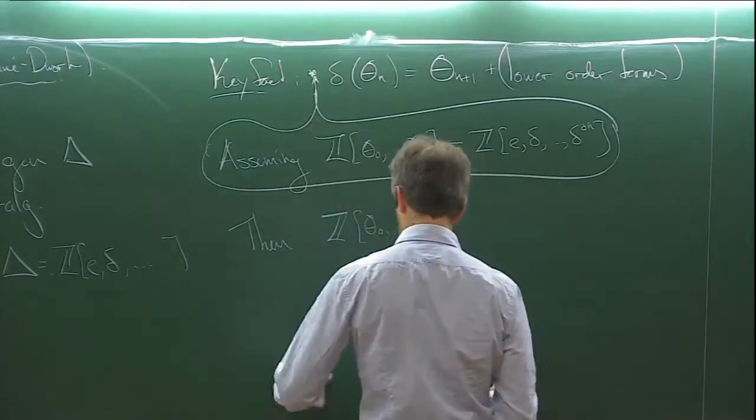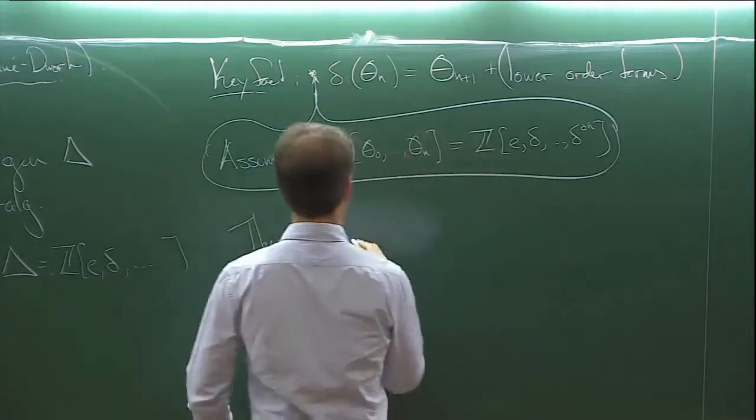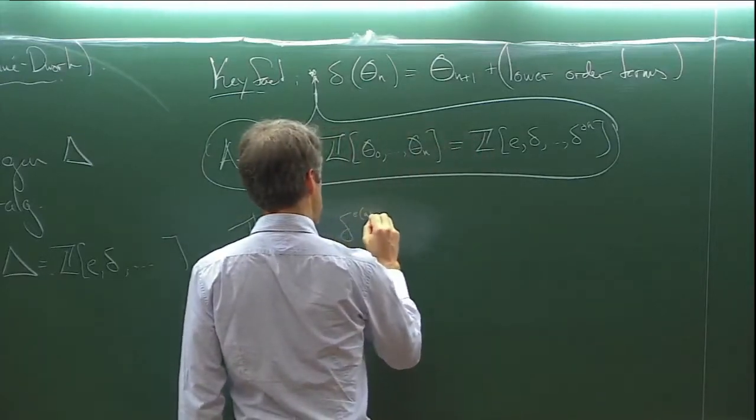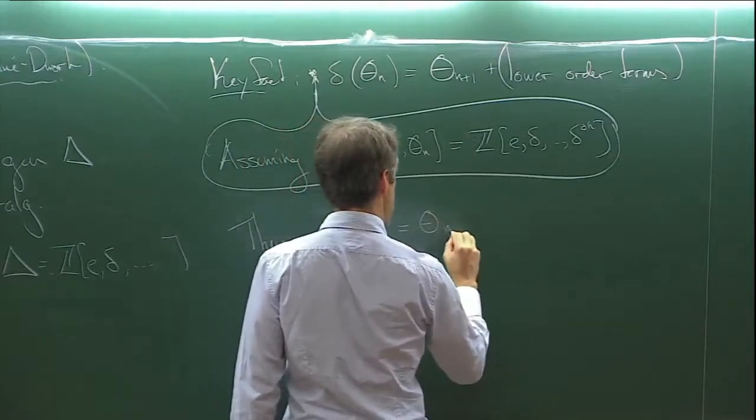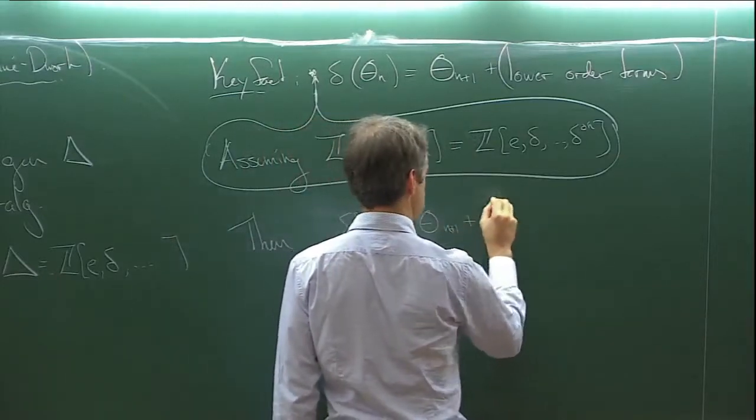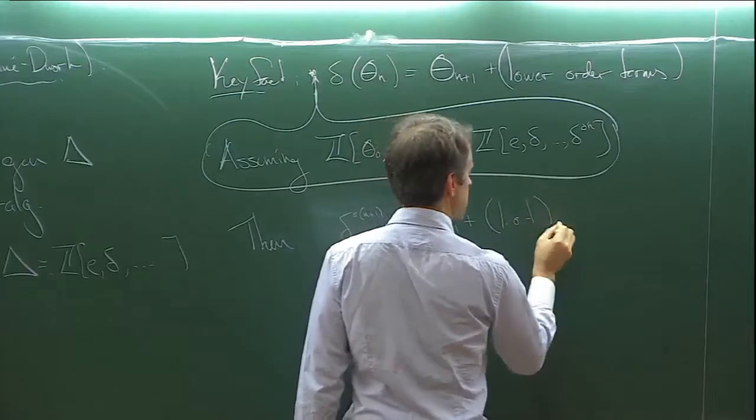Maybe I'll say it this way. So then delta composed with itself n plus 1 times equals theta n plus 1 plus lower order terms.